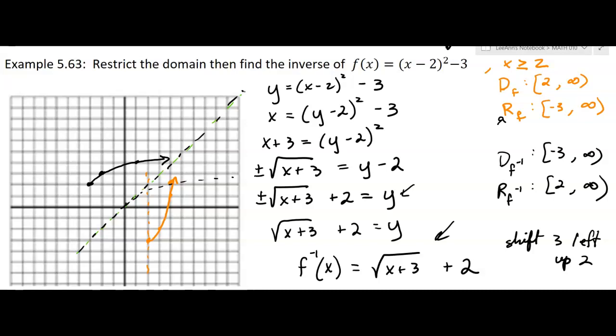Okay, so we restricted it. We decided to go with the right-hand side of the parabola, and then we're able to get the inverse, and then we can graph both of them on the same graph.